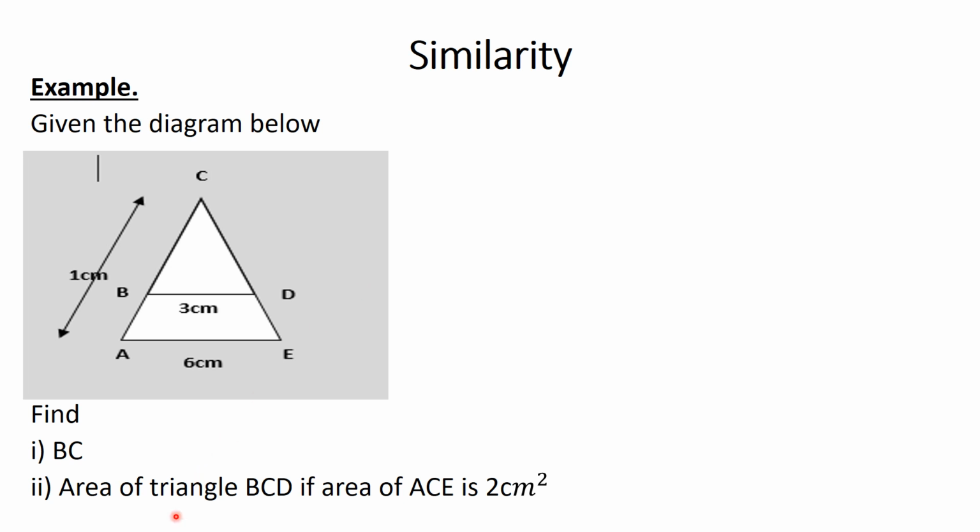Then the second question is area of triangle BCD, if area of ACE is 2 centimeters squared. So remember our K, in this case we have AC corresponding to BC, or CE corresponding to CD, or EA corresponding to DB. So I always advise to write all the corresponding sides.